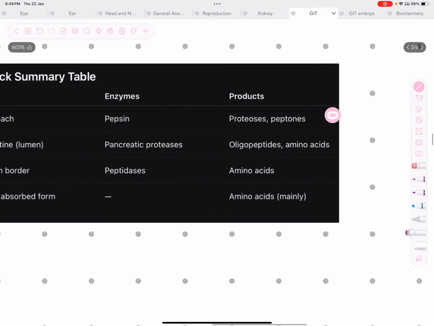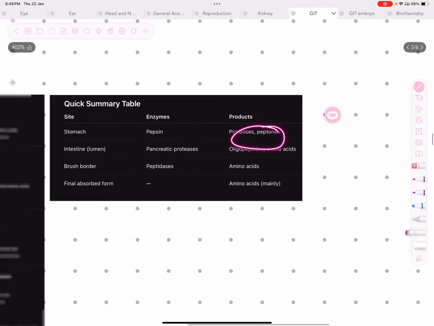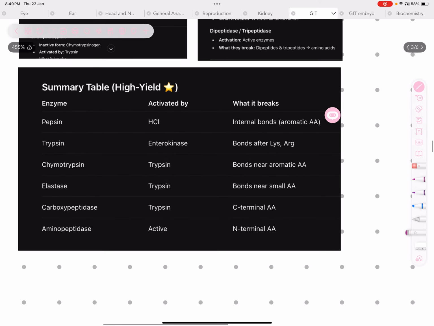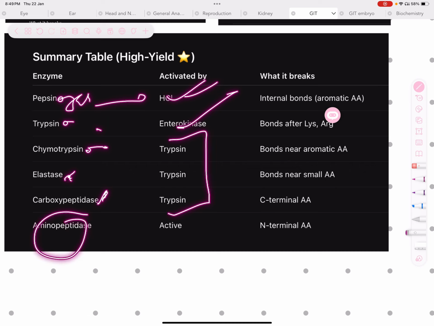And you need to know this one particularly: the pancreatic peptidases make oligopeptides and amino acids. And yes, so pepsinogen is activated by HCl, trypsinogen is activated by enterokinase, chymotrypsinogen, proelastase, and procarboxypeptidase are activated by trypsin, and aminopeptidase, dipeptidase, and tripeptidase are already active.